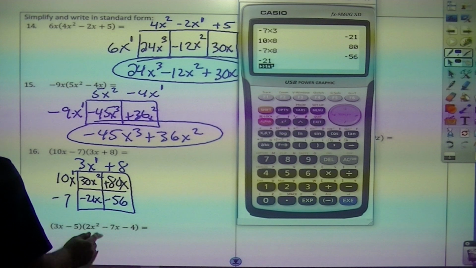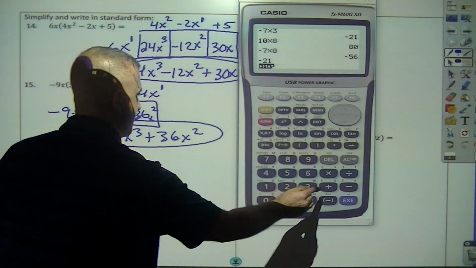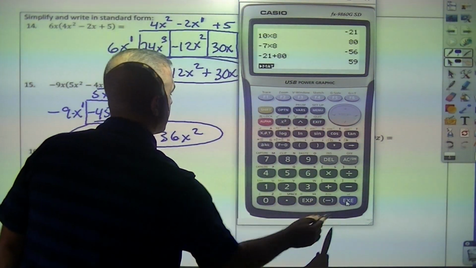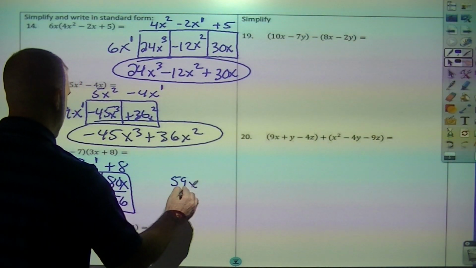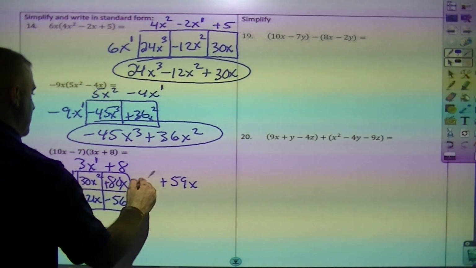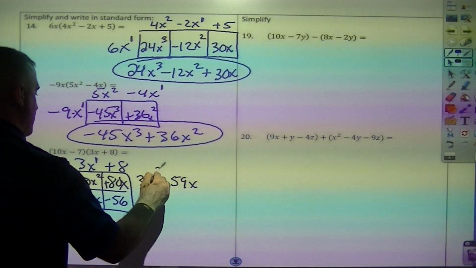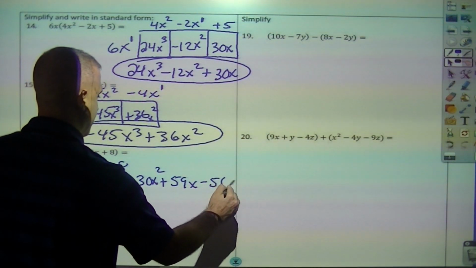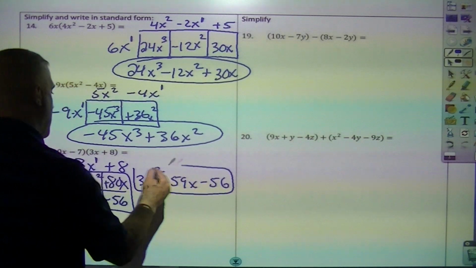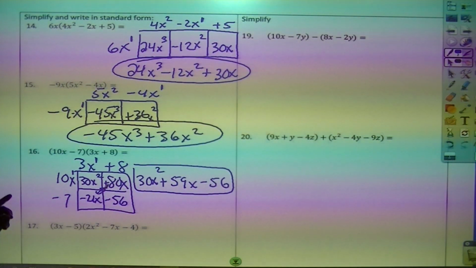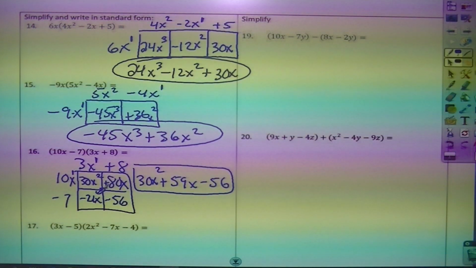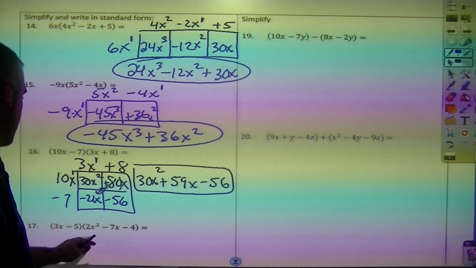Okay? And how I see them is negative 21 plus 80. So that middle term of 59 will be my middle term of positive 59. The 30x squared is just out here, and the minus 56 is out here, because those are not like terms. So these two terms right here are what I had to combine in my calculator. All right? I'll get to the other one right here.